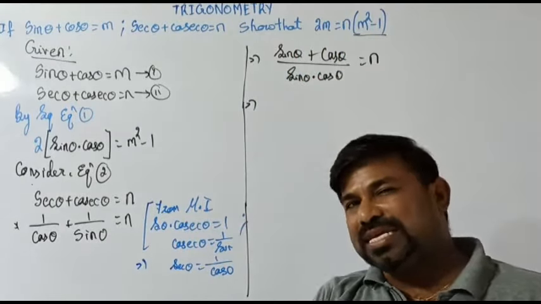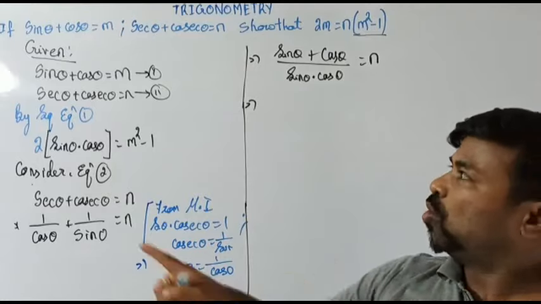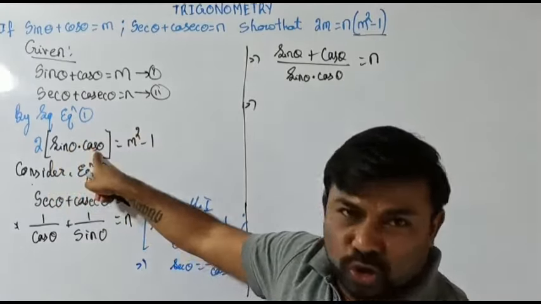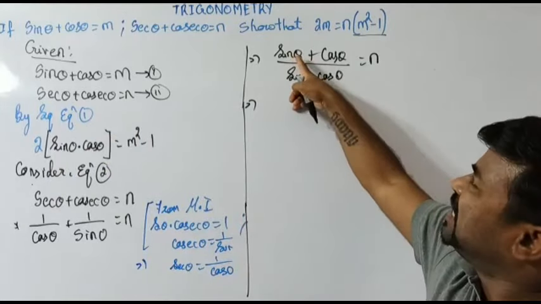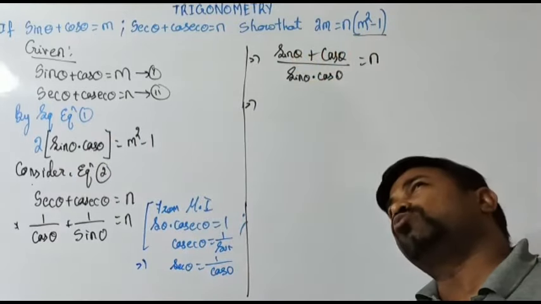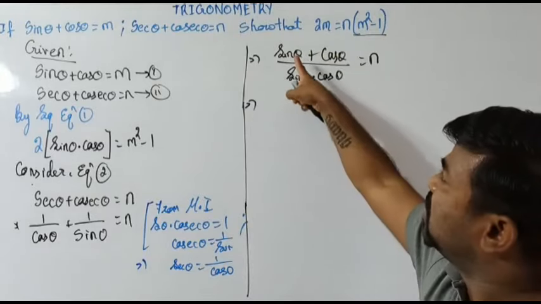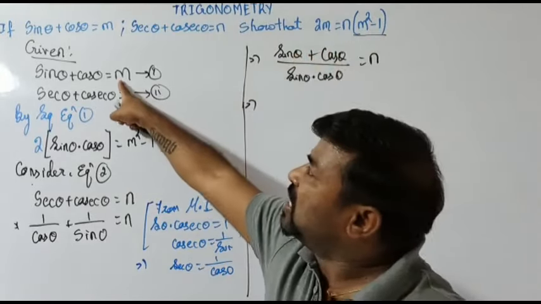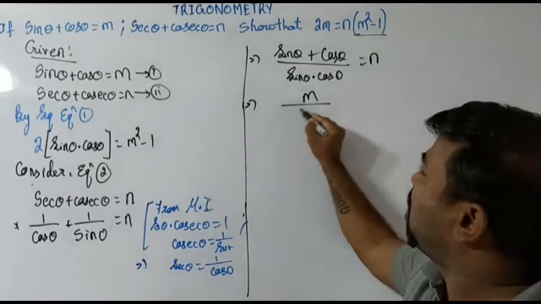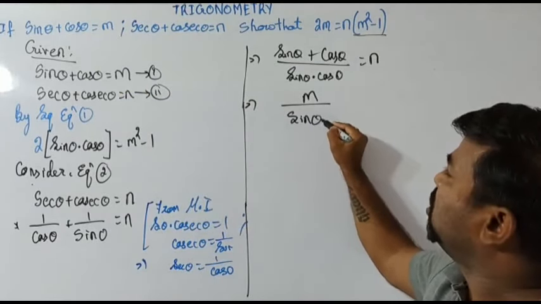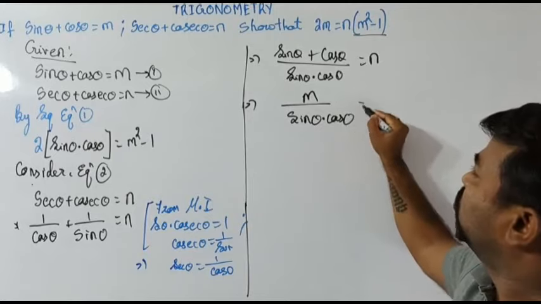Now let's start thinking about what to do. What do we want? We need only sine theta into cos theta. What don't we want? We don't want sine theta plus cos theta. So how to think about it? If you think properly, sine theta plus cos theta he has given as m. That is m by sine theta into cos theta is equal to n.